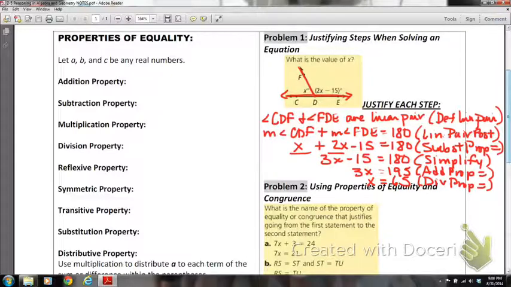So now I have solved the equation, and I've found the value of x, and I have justified every step that I've taken with one of the properties of equality that we've reviewed, or one of the definitions or postulates that we learned in Unit 1 for geometry. Let's go on to problem 2.